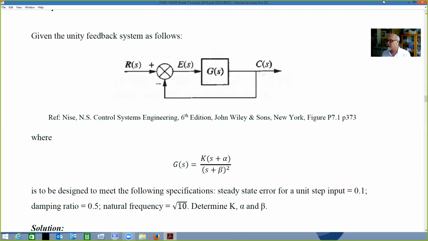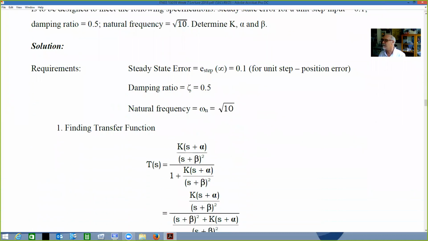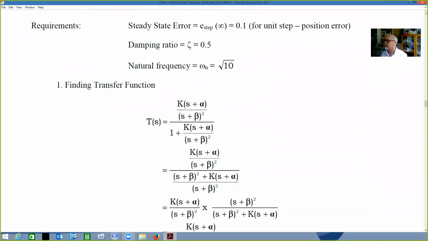We've got a damping ratio for this particular control system of 0.5, a natural frequency of the square root of 10, and we want to determine k, the gain, alpha, and beta values. So let's look at what we know and what we don't know. Requirements for our design are that the steady state error is equal to 0.1 for a unit step. The damping ratio, as we said, is 0.5, and the natural frequency is the square root of 10.